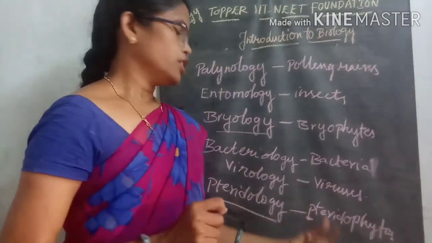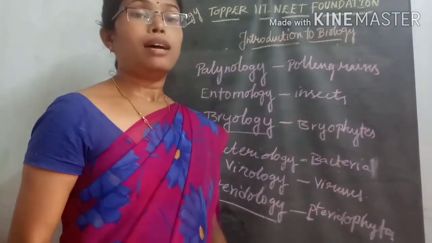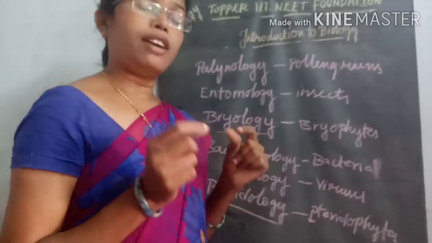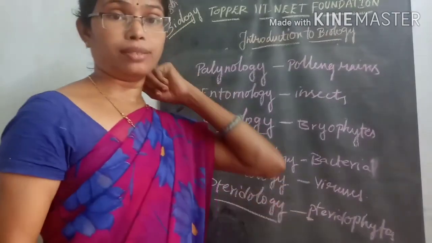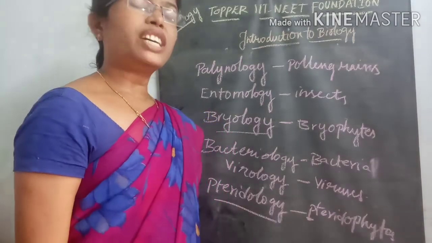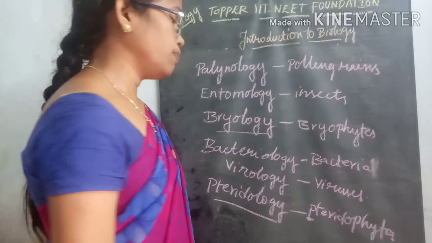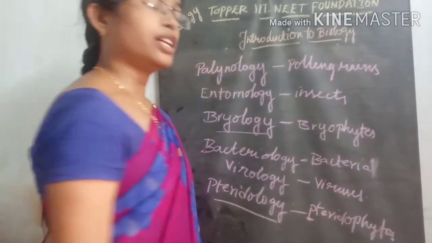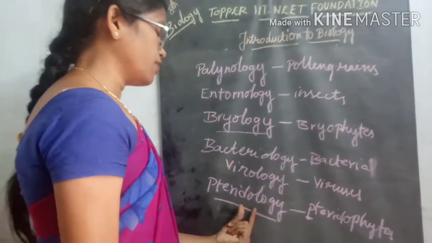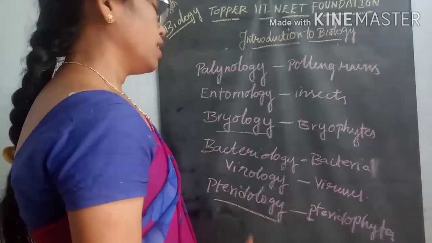So this is called pteridophytes. Pteridophytes means the plants which first developed with xylem and phloem, and the first land plants which developed in the land environment come under pteridophytes. So the study of these different varieties of pteridophytes comes under pteridology.